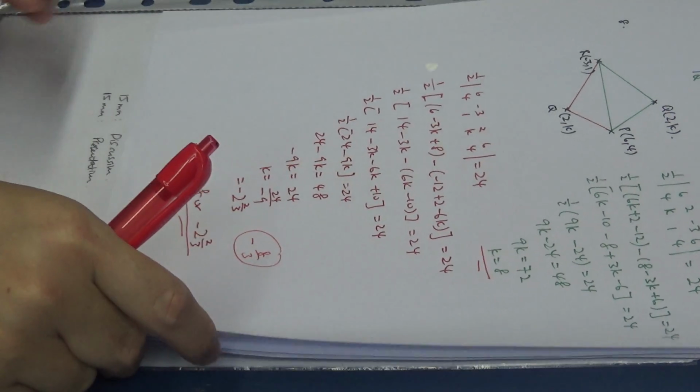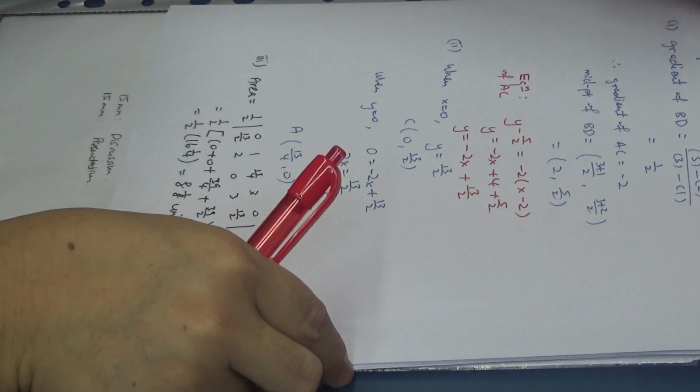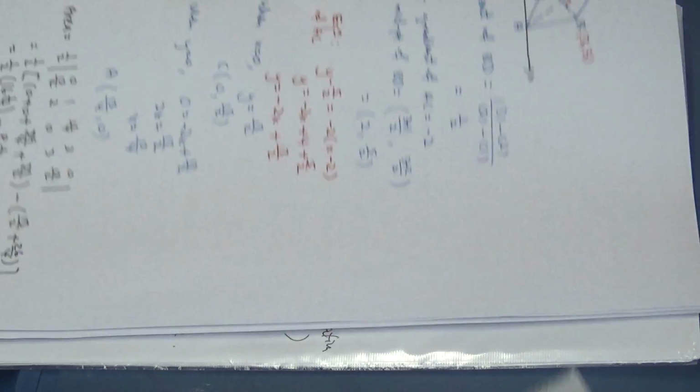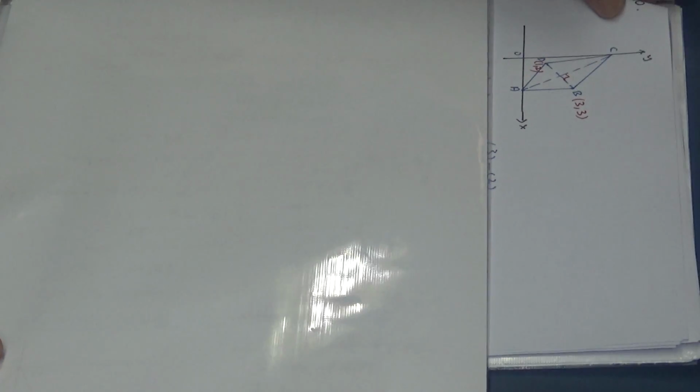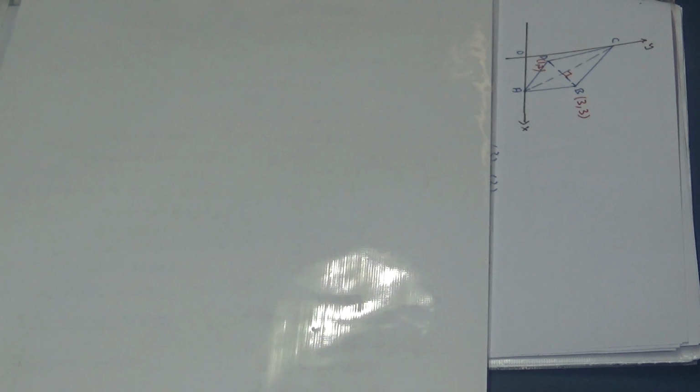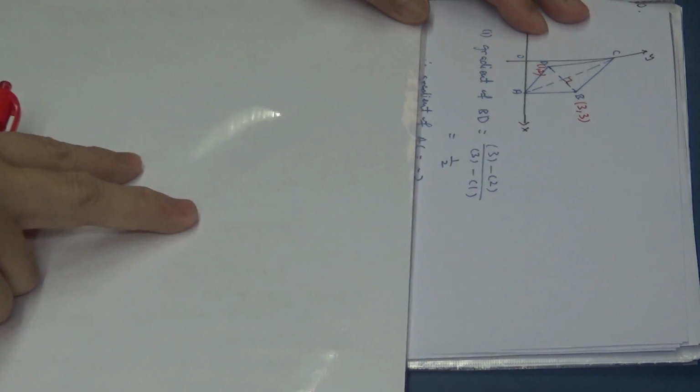The next question is question number 10. It's always good to draw and label the diagram so that we can understand the question. The diagram shows a kite ABCD, and the diagonal AC bisects the diagonal BD at right angles. Find the equation of AC. So, let's find the equation of AC.